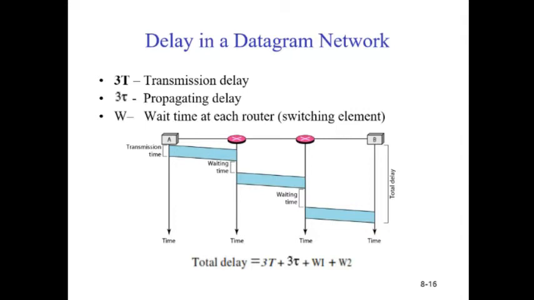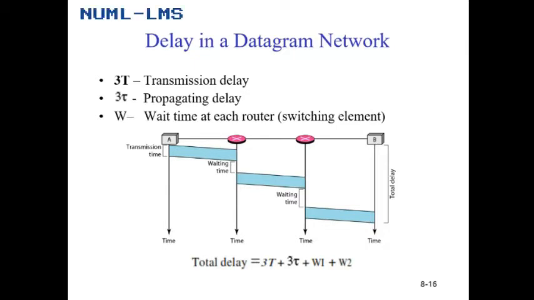Here we can say there are three transmission times, that is 3T, three propagation delays, that is the slope you can see, called 3 tau, and two waiting times, w1 and w2. We ignore the processing time in each switch. The total delay can be represented as you can see at the bottom: 3T plus 3 tau plus w1 and w2. That is all for the datagram networks.